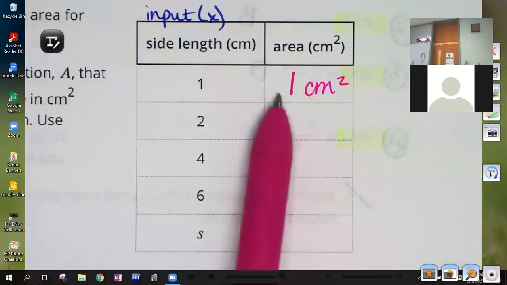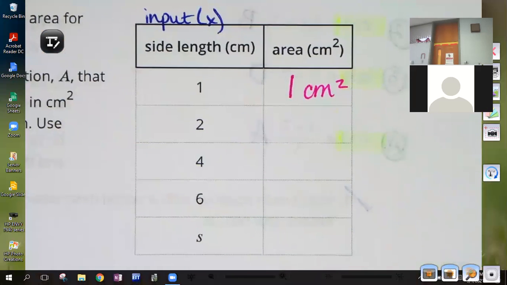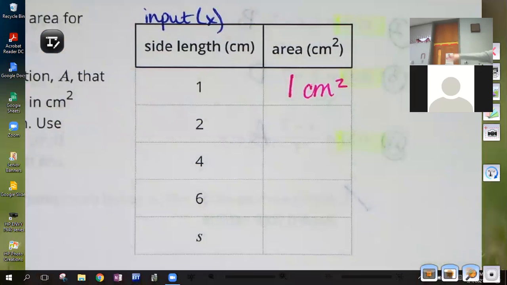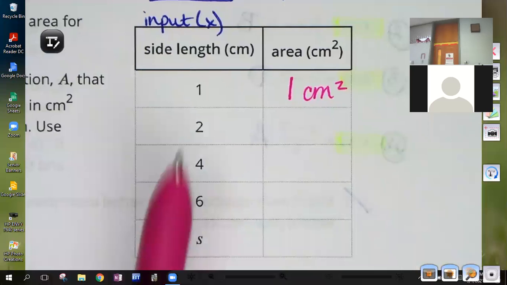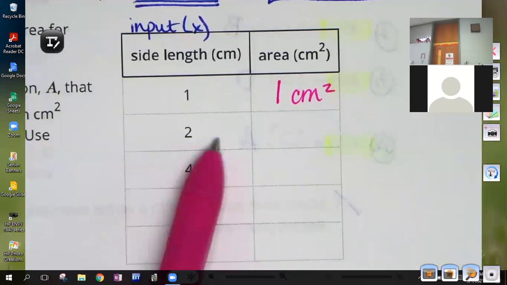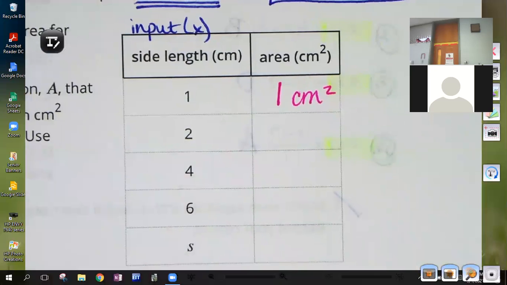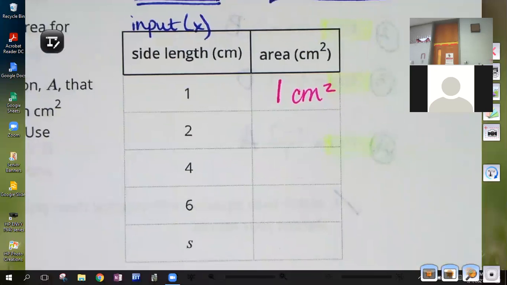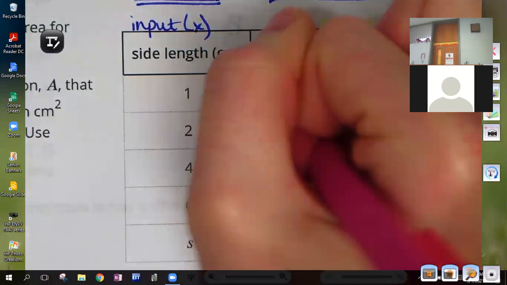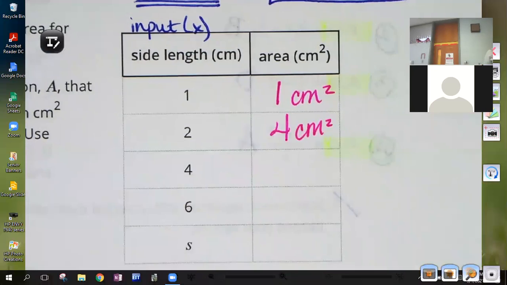Okay, now how did we do that? How did we get that area? What did y'all do mathematically? 1 times 1, right? Is that what we all did? All right. Now we have a different square. It has a side length of 2. What's the area? 4. Not 2, it's 4. Okay, now I want someone to tell me how y'all did that in your head. You did 2 times 2. Okay, so we did 1 times 1 and we did 2 times 2.